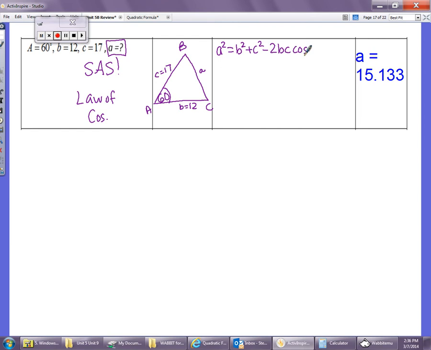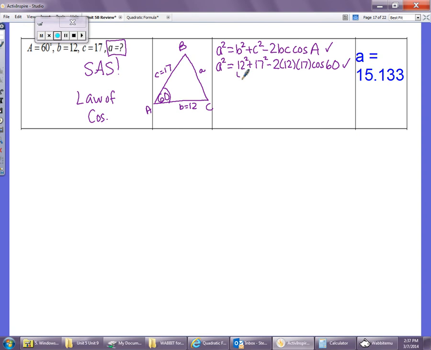Use what they want you to find, whereas the other times I told you to look for the bigger number or other little things like that. In this case, use what they want you to find. So if they want you to find a, you're going to use the a formula. So we have a squared equals 12 squared plus 17 squared minus 2 times 12 times 17 times the cosine of 60. Remember, 1 point for the formula, 1 point for the plug-in.